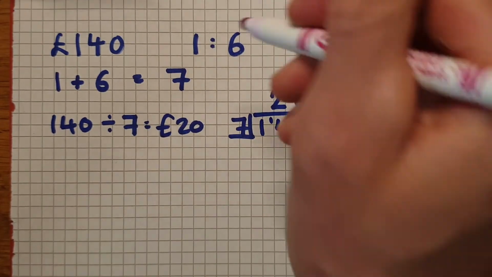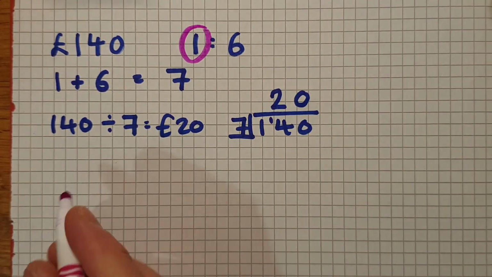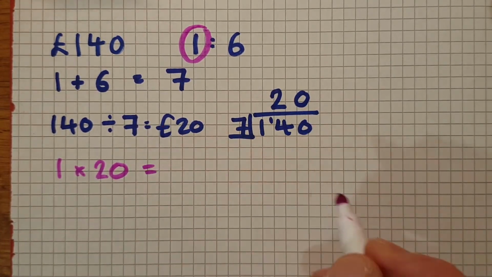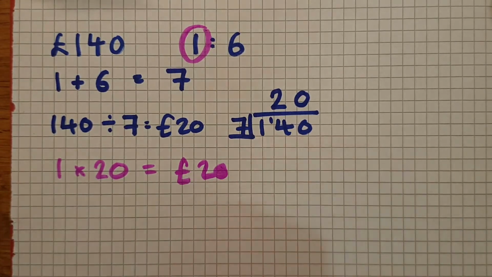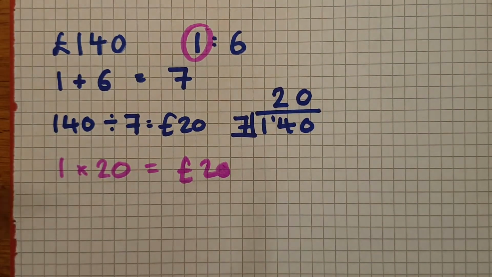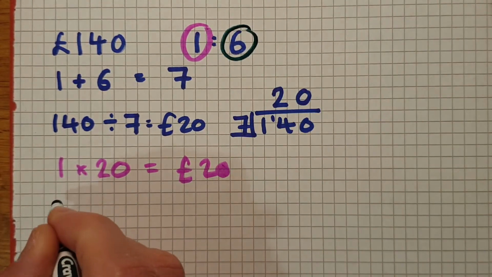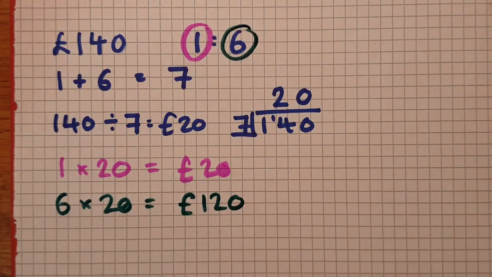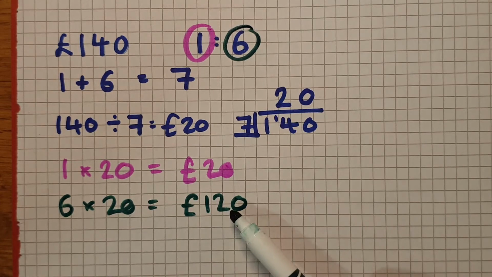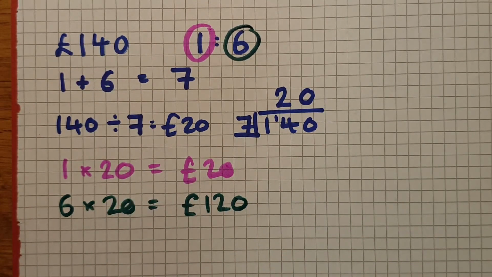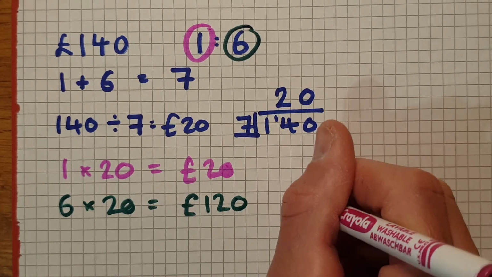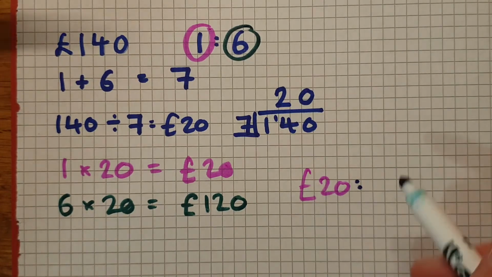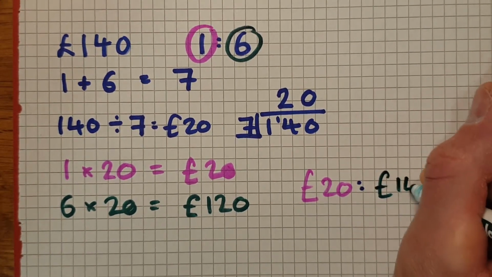Now here, the first person is going to get 1 lot of 20. So that is 1 times £20, or 20 times 1, same difference. And that gives you £20, whereas the second person is going to get 6 times 20, which is 120, and notice that 20 and 120 makes 140, which is what we started with. So we can lay out our final answer here. So the first person getting £20, and the second person gets £120, a total overall of 140.